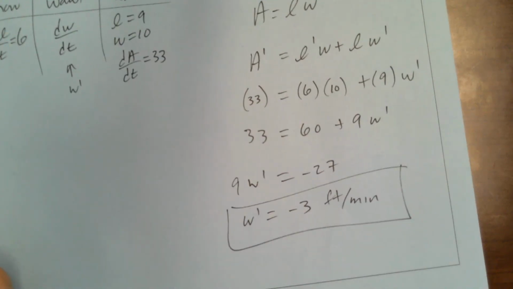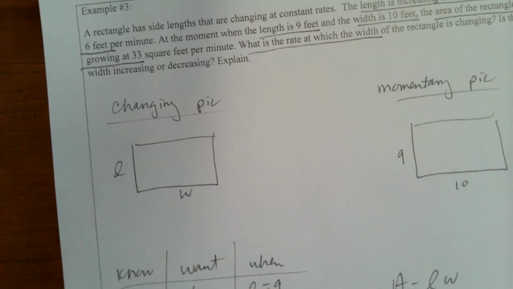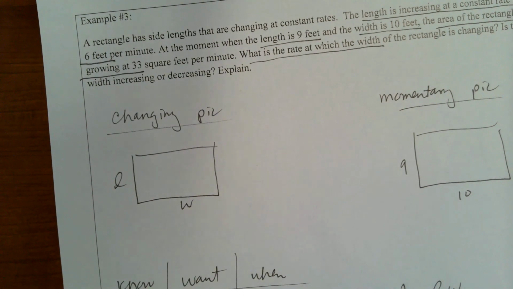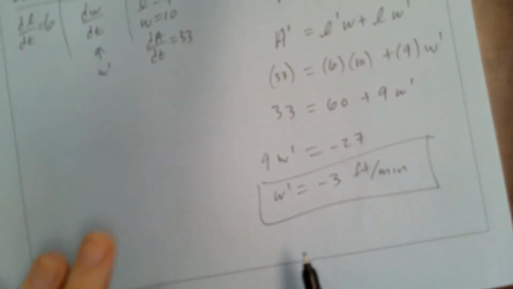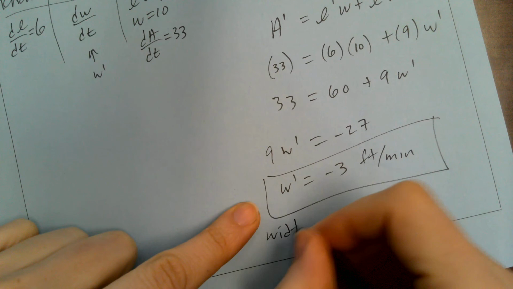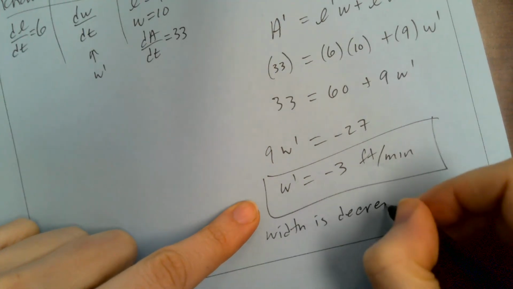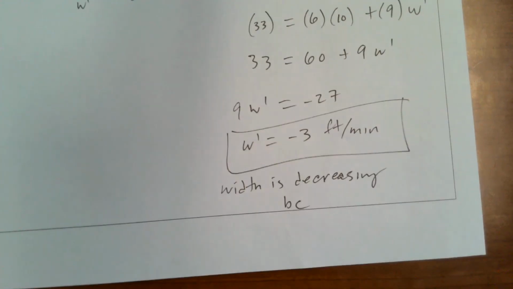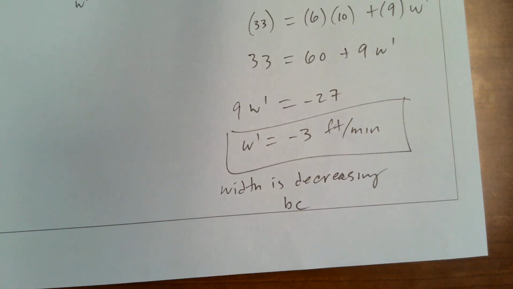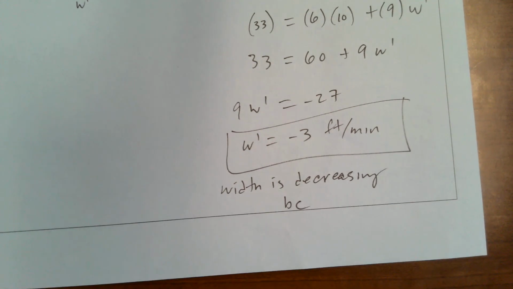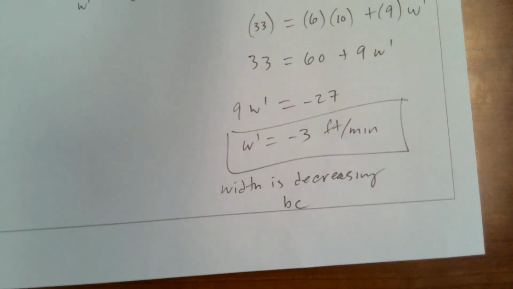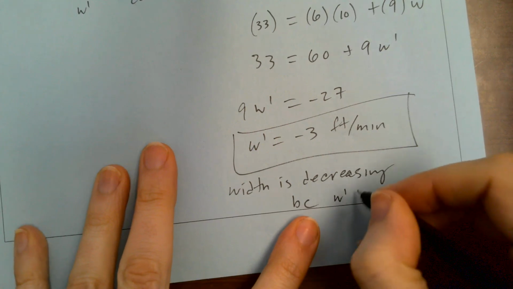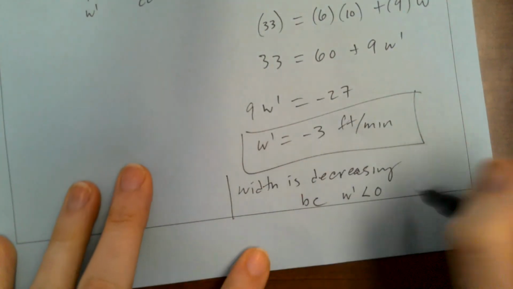Now they are asking, is this width increasing or decreasing? At this moment, I should have said. And then explain. Guys, the width is decreasing because, think to yourself, when are we able to say that things are increasing or decreasing? Using our sign table, when the derivative is positive or negative. In this case, we know the width is decreasing because W prime is less than 0.